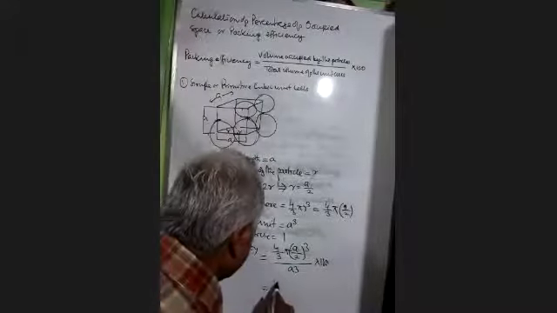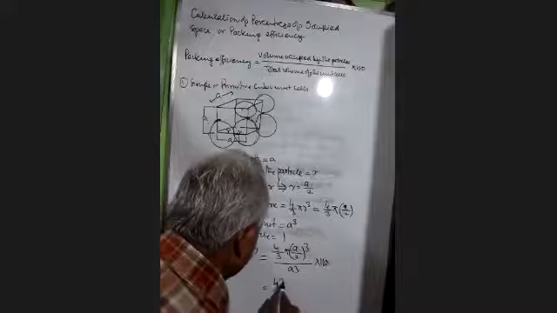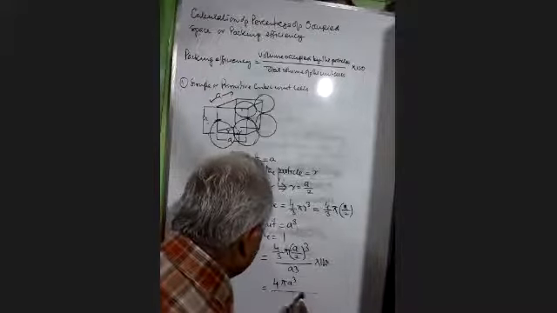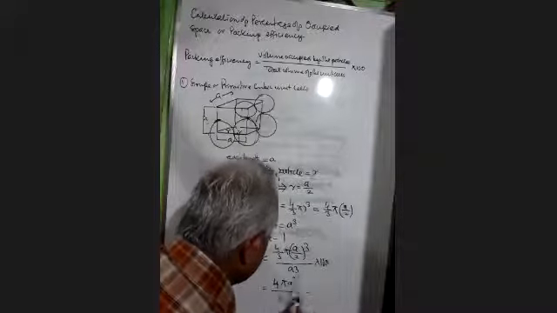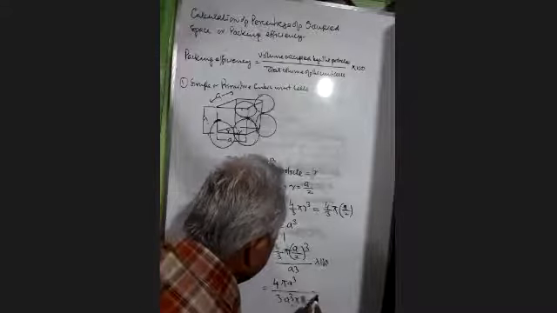Okay. So what I can write now here, 4 pi A cube over 3 A cube into 8, into 100. So ultimately you'll find how much? It is 52.33%. That is almost half of the space within that unit cell is empty.